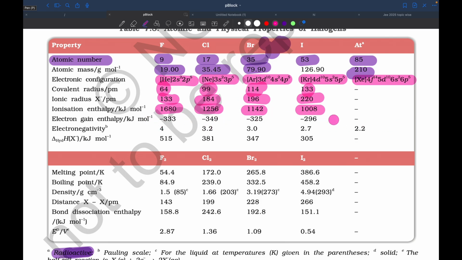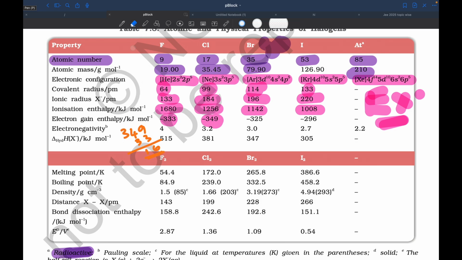This is important, electron gain enthalpy. What does the minus sign represent here? The minus sign represents that it is an exothermic reaction, not the value. So see which is the highest. Chlorine 349 and fluorine is how much? 333. What is the difference? 349 and 333, so chlorine is 16 kilojoules higher. Not much. The electron gain enthalpy of fluorine is 16 kilojoules less than chlorine.